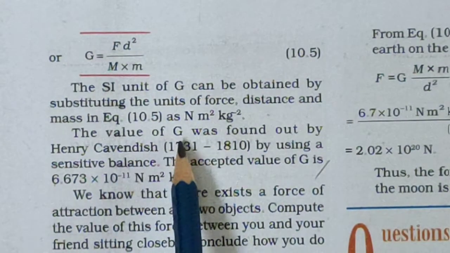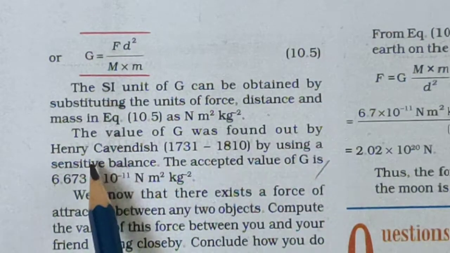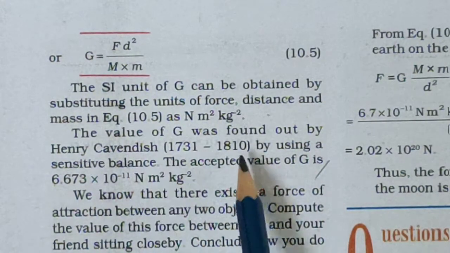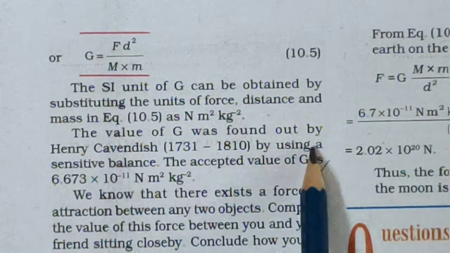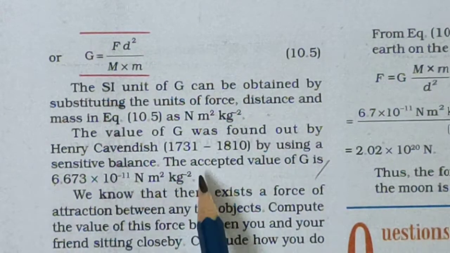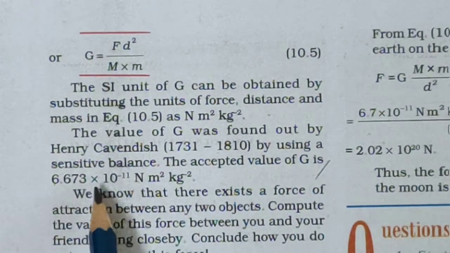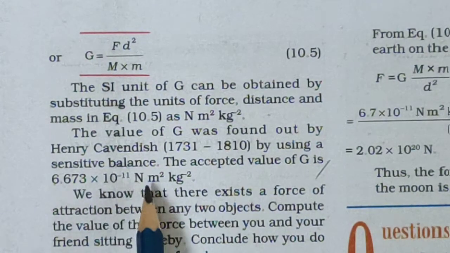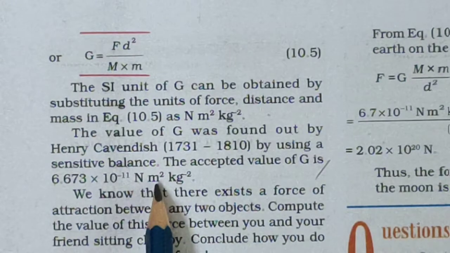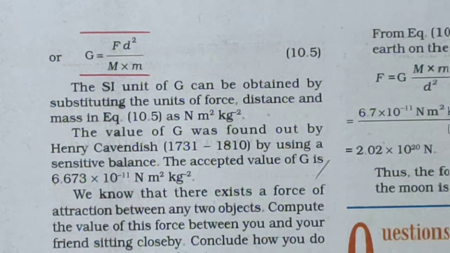The value of G was found out by Henry Cavendish by using a sensitive balance. The accepted value of G is 6.673 into 10 to the power of minus 11 Newton meter square per kg square.